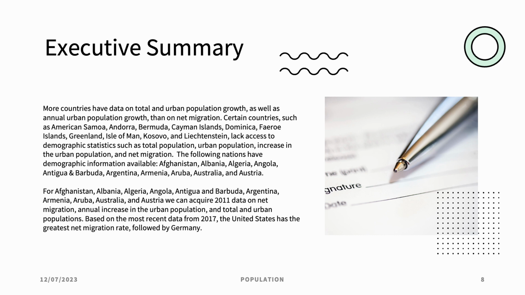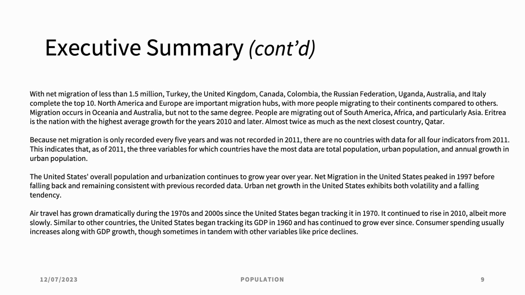Certain nations like the Cayman Islands and American Samoa lacked the demographic information, which was very crucial for understanding the population dynamics. On the other hand, countries like Afghanistan and Algeria had more demographic information available. Based on the analysis that we have performed, the United States and Germany are at the top of the list for net migration rates. We have also observed North America and Europe as major migration hubs, while migration occurs in Oceania and Australia to a much lower degree.